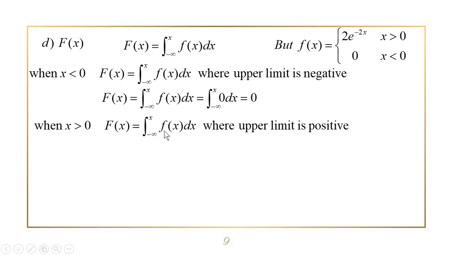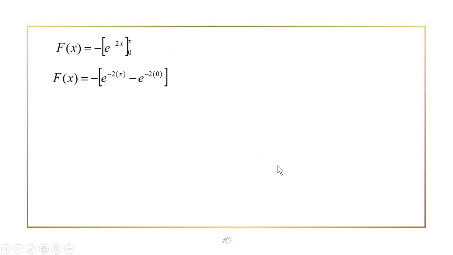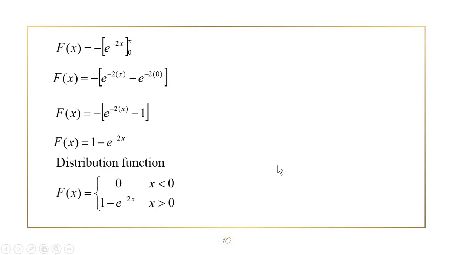Since the upper limit is positive, we are going to split this integral into two, minus infinity to 0 and 0 to x. From minus infinity to 0, our function is 0 because when x is less than 0, our function is 0. So put 0 here. When x is greater than 0, our function is 2 into e raised to minus 2x. So put 2 into e raised to minus 2x here. Now integrate that further, substitute the limits, you get the answer.